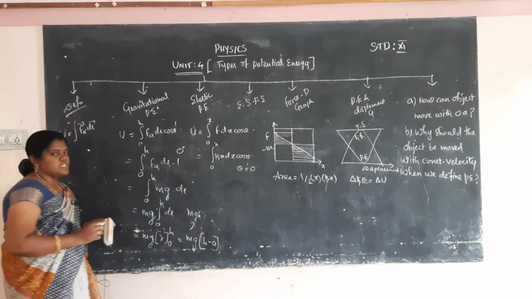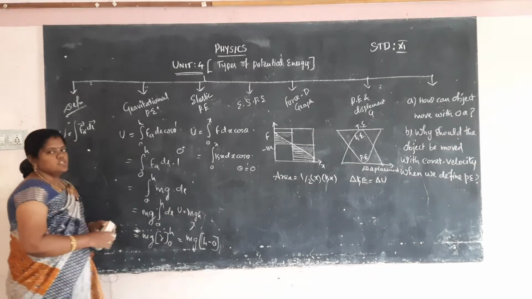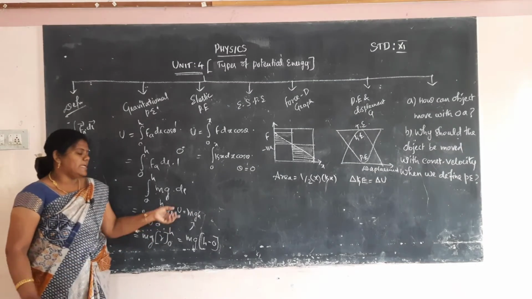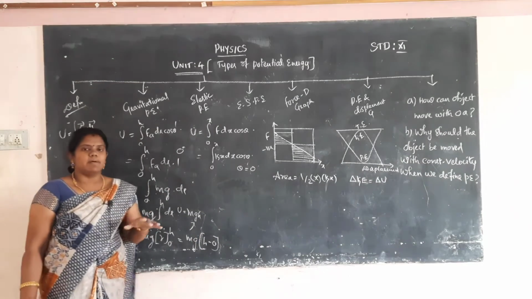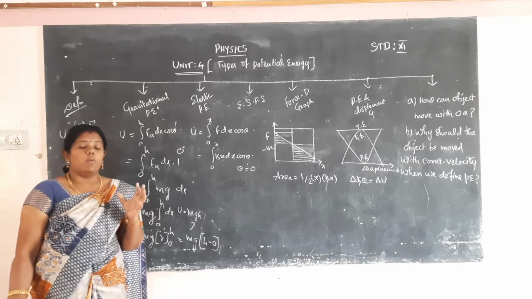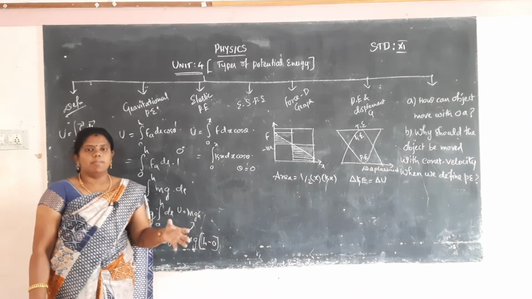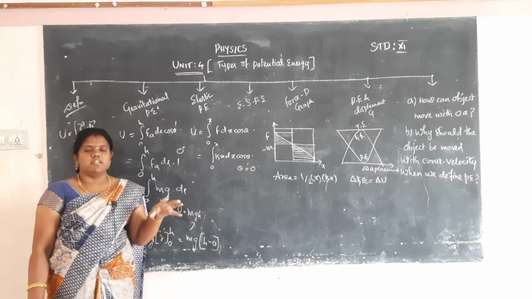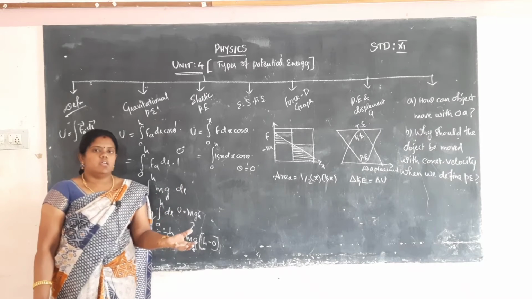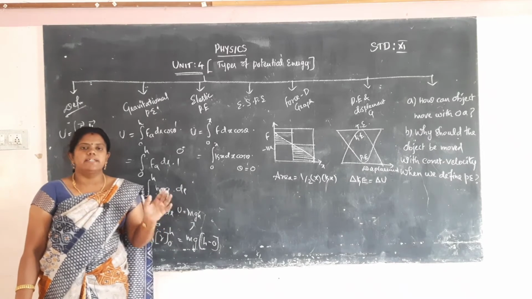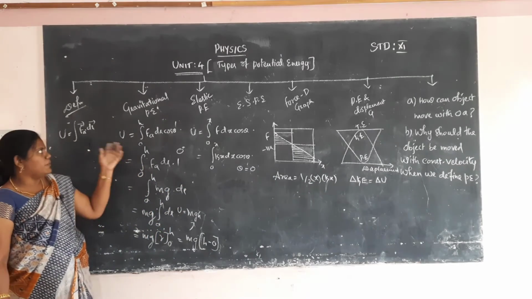This is the gravitational potential energy formula. U is equal to mgh. So gravitational potential energy is equal to m into g into h. Clear? Gravitational potential energy is nothing but the work done on an object when it is moved upward, or taken upwards from the ground. Work is done against the gravitational force, so the object has gravitational potential energy.